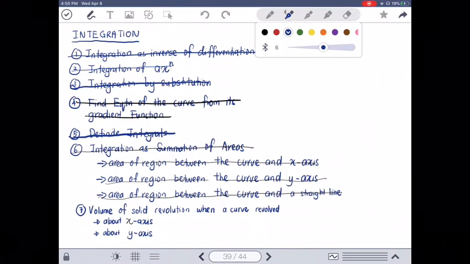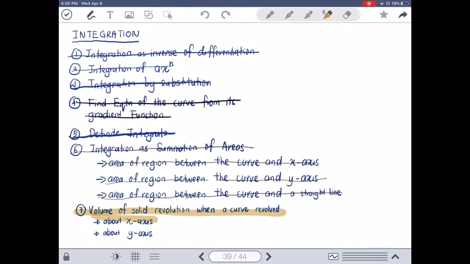Alright, in today's video, we are going to talk about the volume of solid revolution when the curve revolves about the x-axis and about the y-axis. Take note that this subtopic will not be asked in IGCSE examination, but will be asked in SPM. So just take note about that.